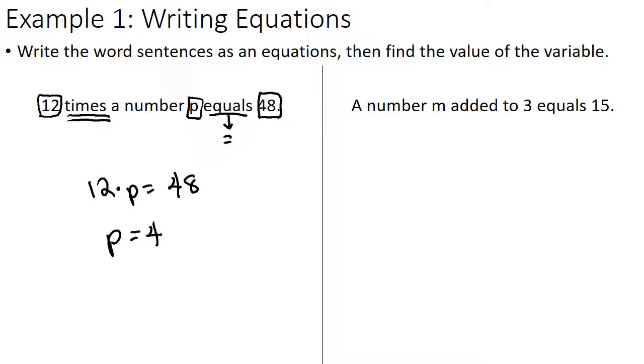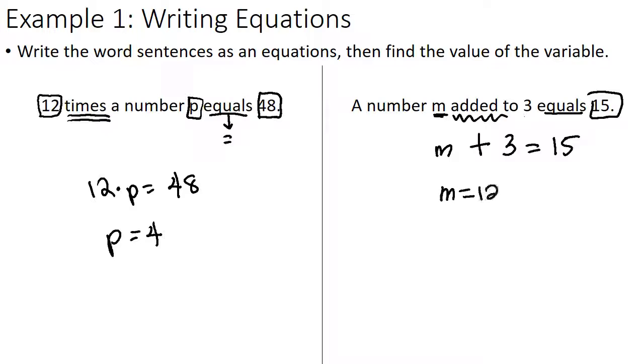Now, a number m added to 3 equals 15. So we're taking m, we're going to be adding, which means we're going to be using addition. We're going to add m to the number 3. So m plus 3 is going to be equal to 15 because of the equals and 15. When we have m plus 3 equals 15, we can ask ourselves, what plus 3 is equal to 15? We know 12 plus 3 is equal to 15, so m is going to be equal to 12.